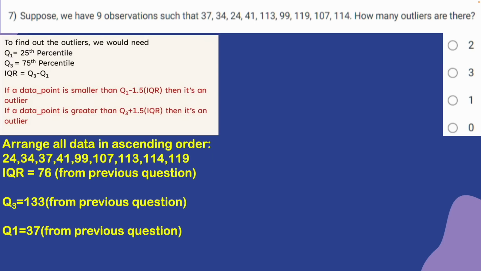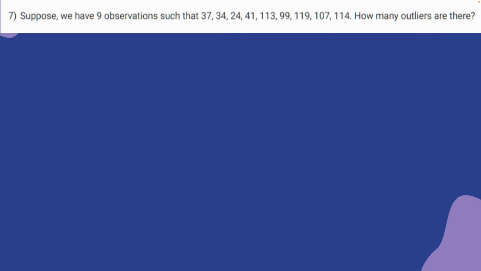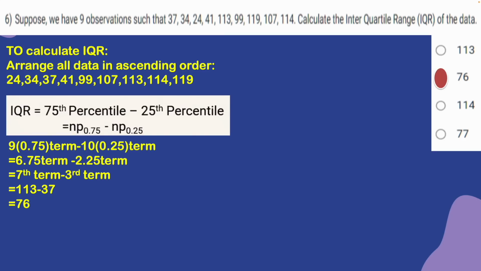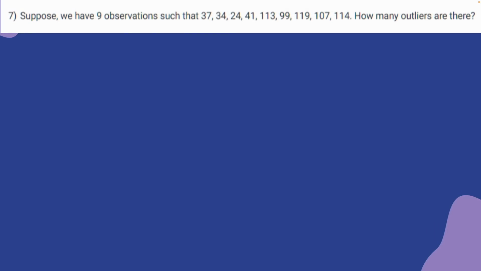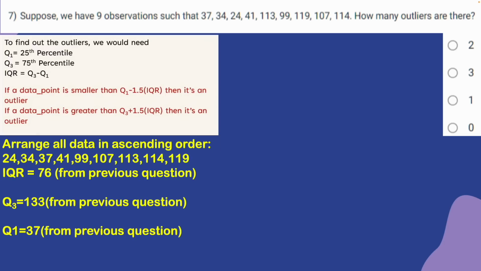Okay, so arranging all data in ascending order, the IQR equals 76, that we get from the previous question. Because see, in the previous question the data given is the same: 37, 34, 24, 41, 130, 99, 119, 107 and 114, and the same data are also given over here. So we can use the previous data actually. So IQR equals 76, Q3 is 130, which is the 75th percentile term, and Q1 equals 37, which is the 25th percentile term.